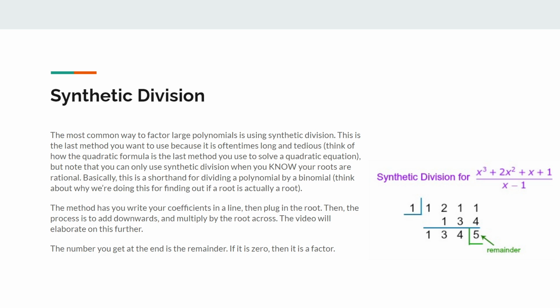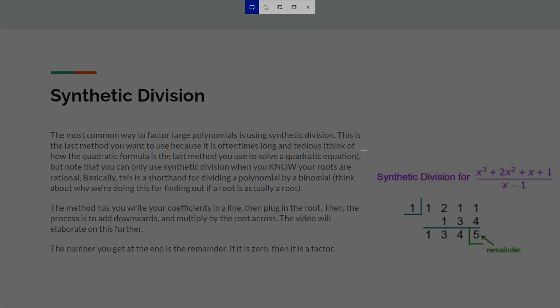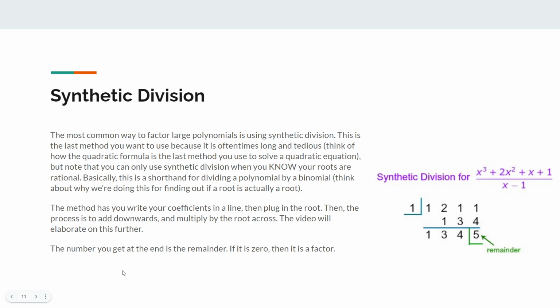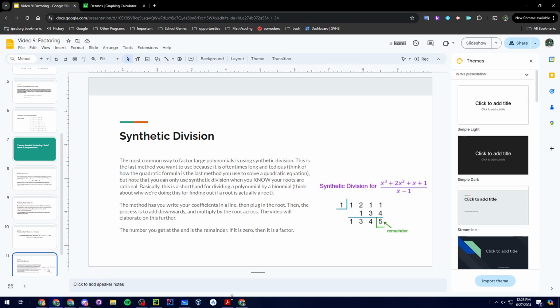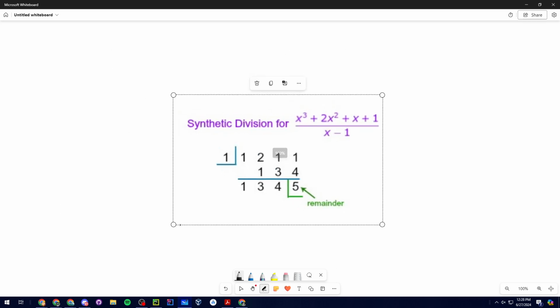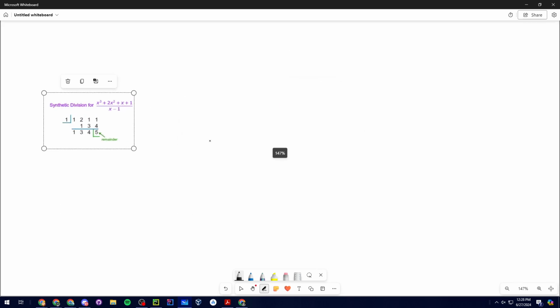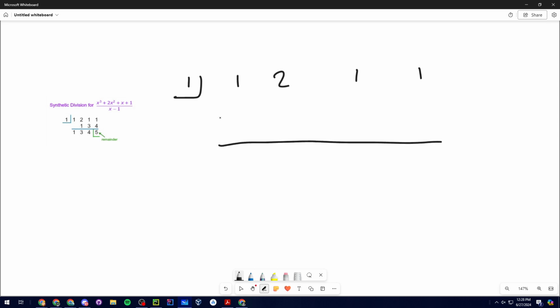The method basically has you write your coefficients in a line and then plug in a root. You add down and multiply across. If you get 0, then it's a factor. So I'll just do the process for you. You have the coefficients 1, 2, 1, 1, and then you draw a little box for your root. I'm testing out if 1 works, and the only possible roots are 1 and negative 1. First you move this 1 down. That's always the first step.